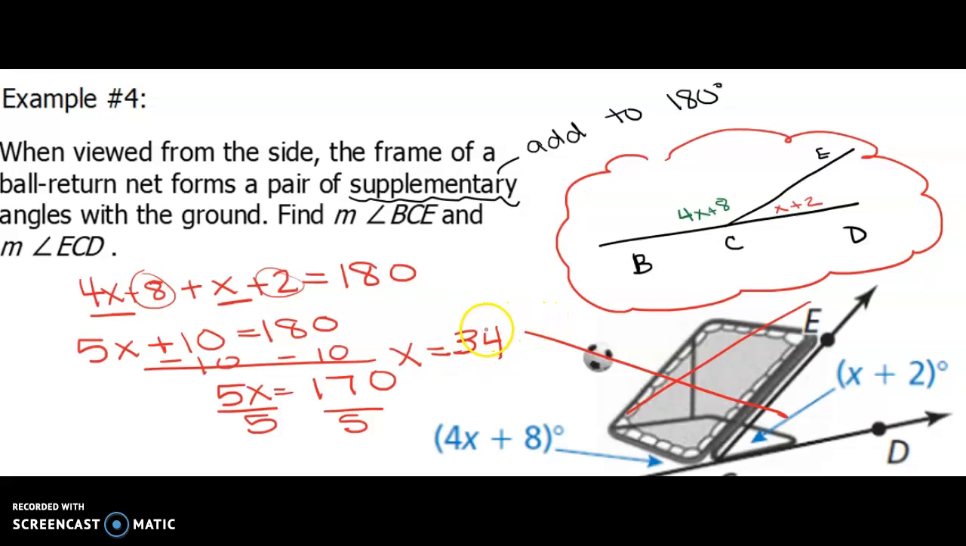Now, some of you are going to want to say, woo, got it, done. No. This is geometry, not algebra. We need to answer the final question. Guys, if you need to go through and highlight the final questions to get you to plug x in, I highly encourage you to do it. All right, so now we know that x is 34, so 4 times 34 plus 8, that is 144. And then x plus 2, well, x still is 34. So there's our two angles.